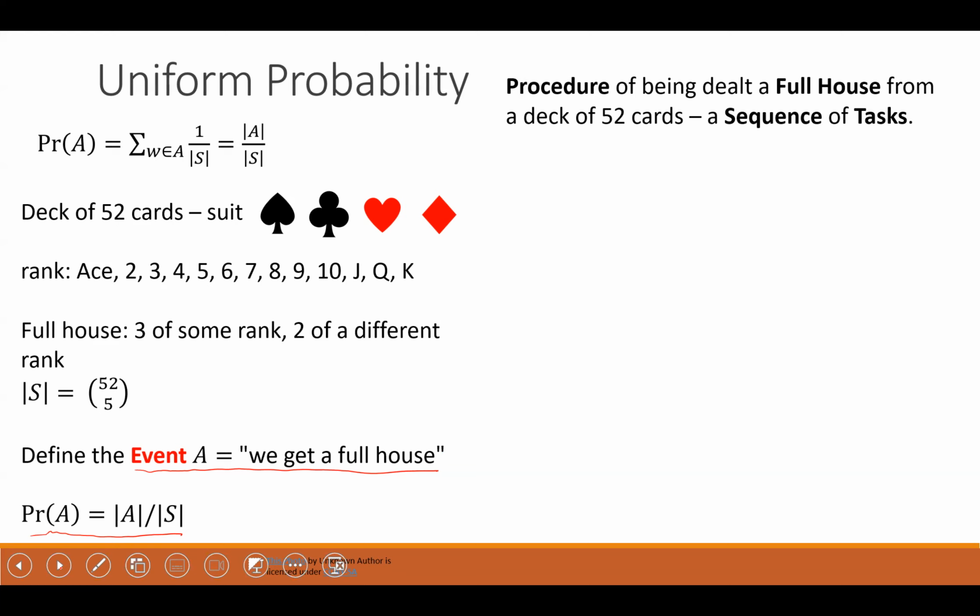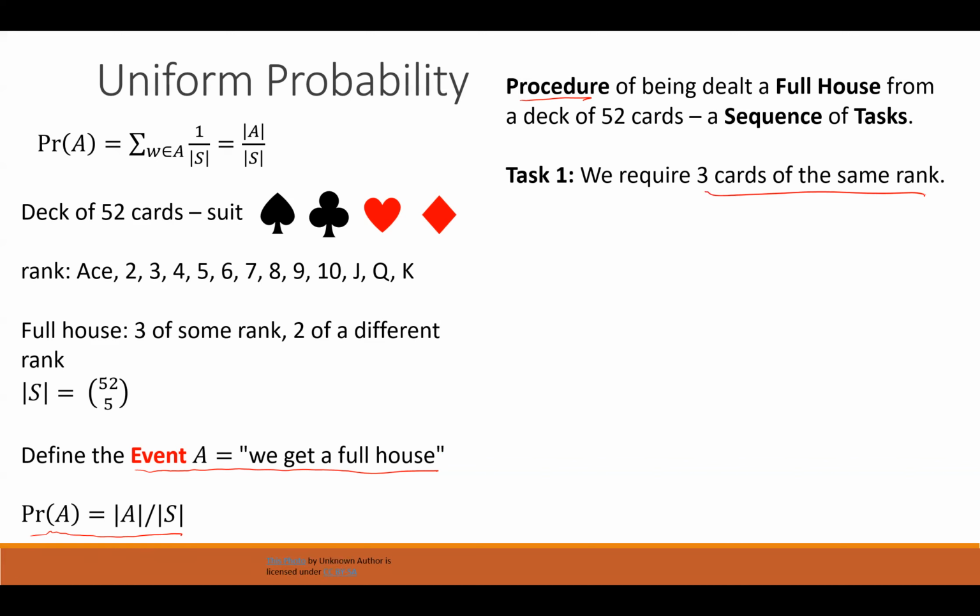So how do I do that? Again, we're right back to counting, right? So we're going to use the product rule. And to use the product rule, we use a procedure. So we're going to define a sequence of tasks that in some sense builds our hand of cards. So task 1, and we can do these in any order, right? It's product rule, so whether I choose the 3 cards of the same rank first, or the 2 cards is immaterial, right? Multiplication is commutative.